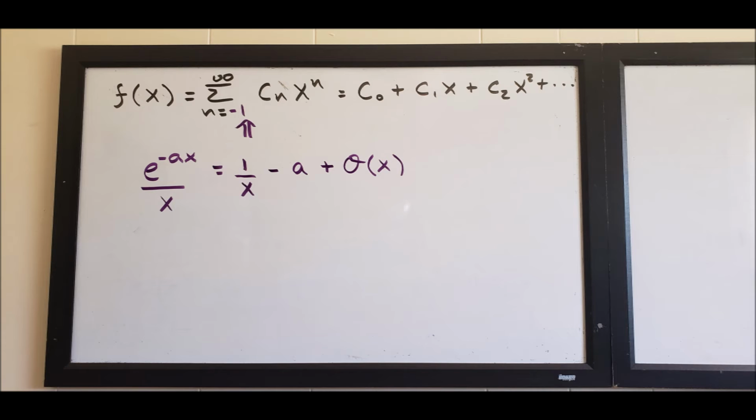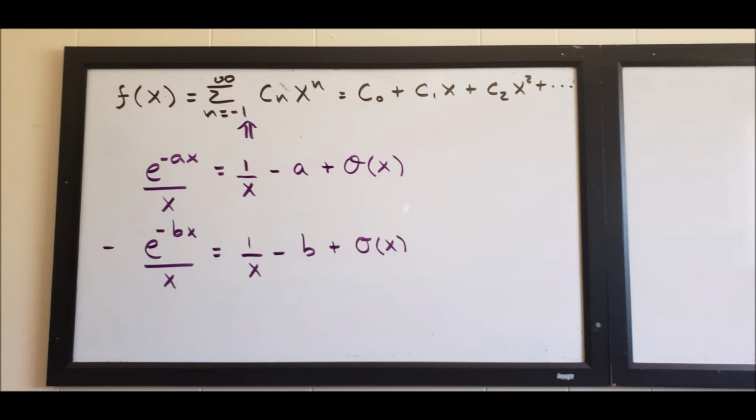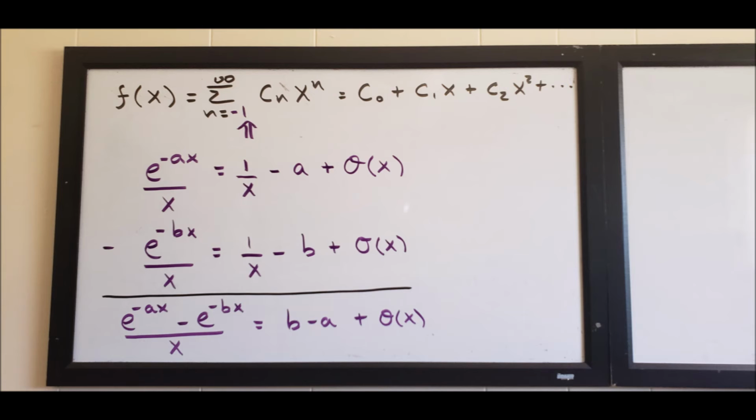We're going to rewrite the expansion as 1 over x minus a plus terms of order x and higher. That's what this O of x notation stands for. Let's also write out the Laurent series for e to the minus bx over x. Again, we're going to use that O notation. Now we can just take a difference of the two Laurent series and we're left with b minus a plus terms of order x.